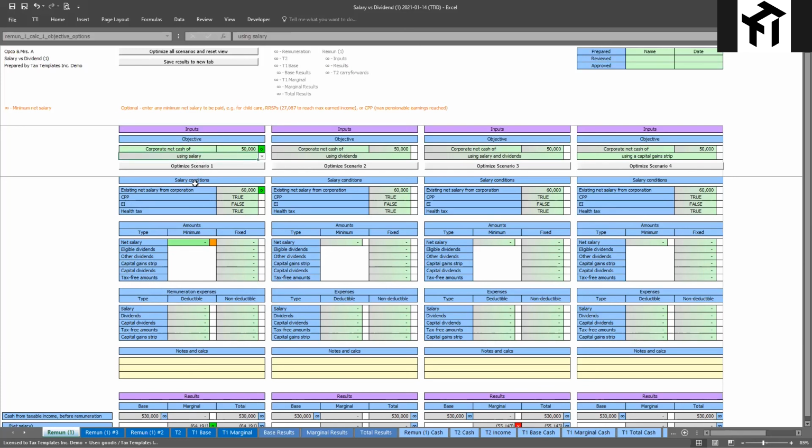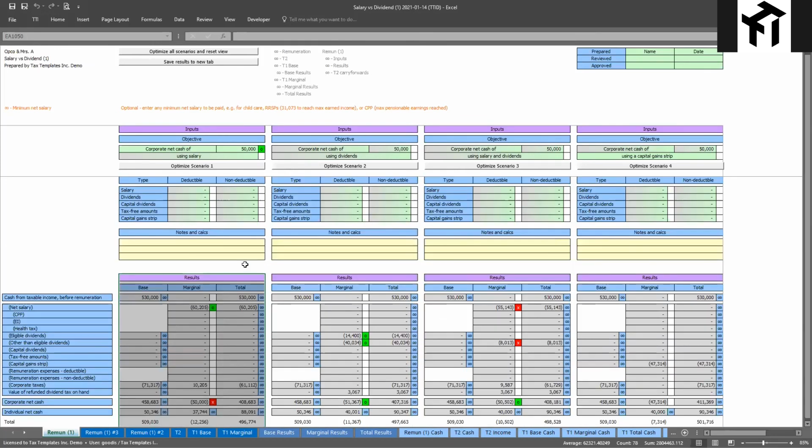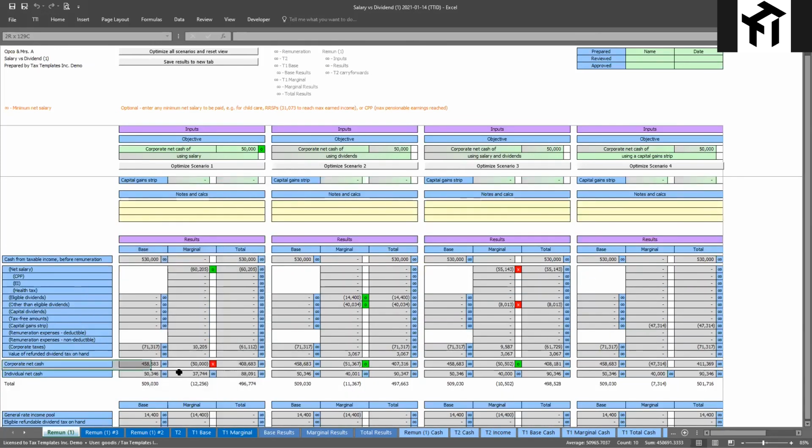So if I were to just go ahead and optimize this one scenario, what the worksheet is going to do is determine how much cash the individual is going to have using $50,000 of corporate net cash. In this case, we'll see that the numbers have changed a little bit, and I haven't done the other ones yet, but you'll notice with the red X here, we are now using $50,000 of corporate net cash, and that's going to provide our client with $37,744 of individual net cash.